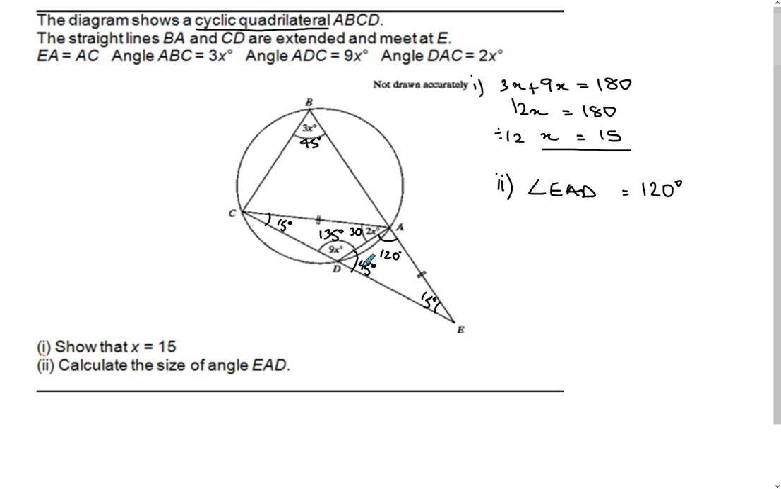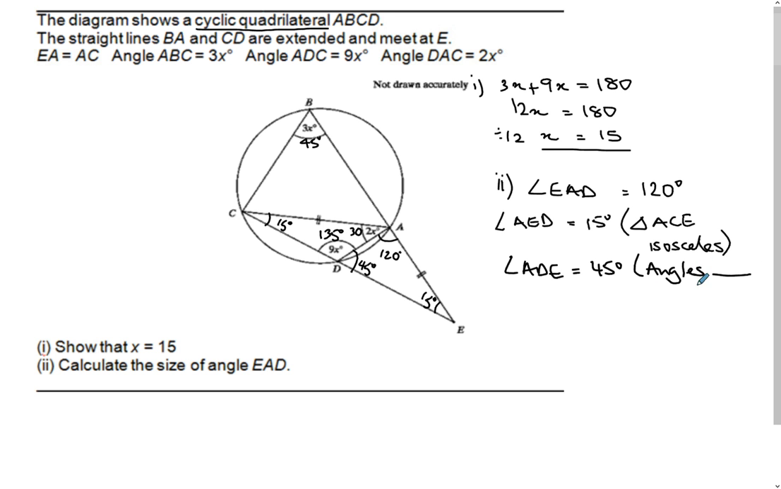First, let's talk about this angle. Angle AED equals 15. And why was that? Because triangle ACE is isosceles. And then that angle there, angle ADE equals 45. And the reason for that, and I'm taking real shortcuts here, but you've got to write it: angles on a straight line equal 180. And then angle EAD equals 120, because angles in a triangle equal 180. That was all right, wasn't it?